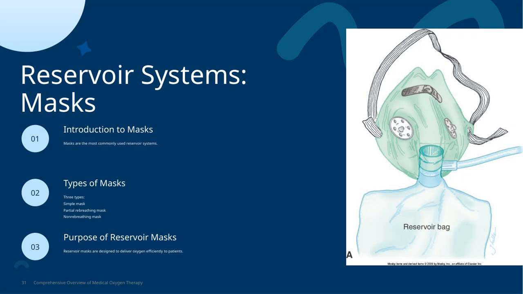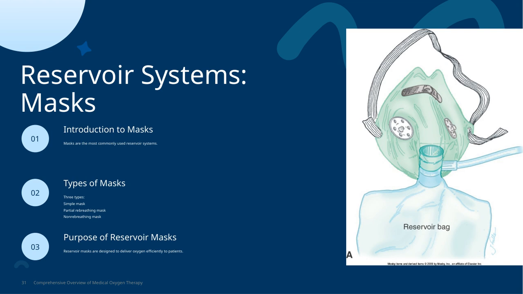Now let's take a closer look at reservoir systems, specifically masks, and their role in oxygen therapy. The main purpose of reservoir masks is to deliver oxygen efficiently to patients, ensuring they get the right amount of oxygen quickly and effectively. When we talk about masks, there are 3 primary types we need to be familiar with: the simple mask, the partial rebreathing mask, and the non-rebreathing mask. Each of these serves a different purpose and provides varying levels of oxygen concentration depending on the patient's needs.